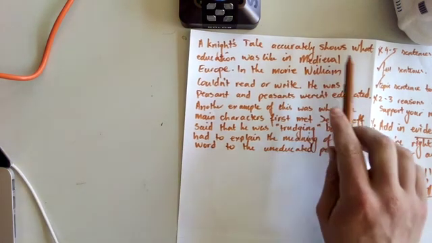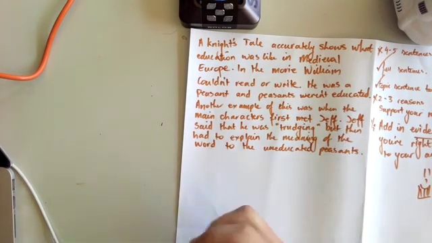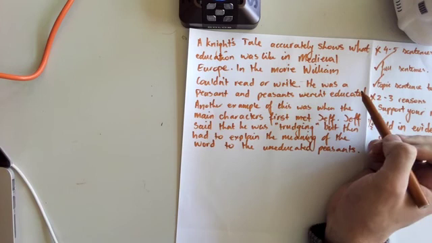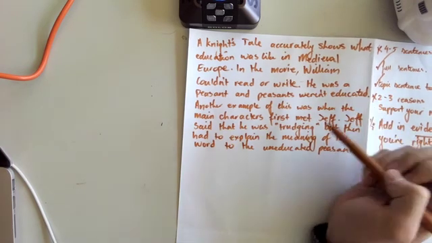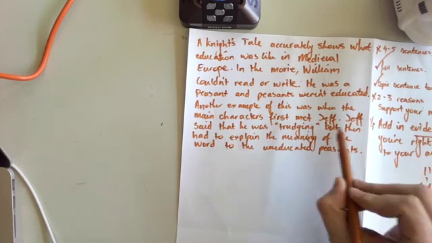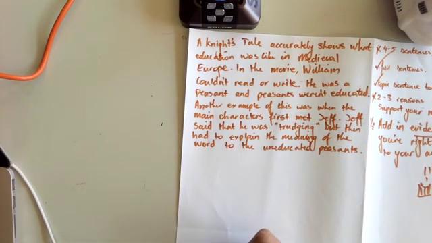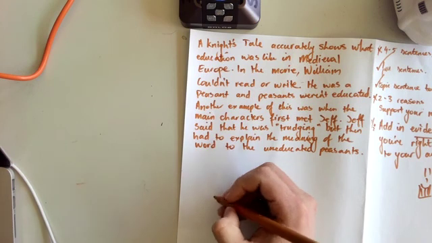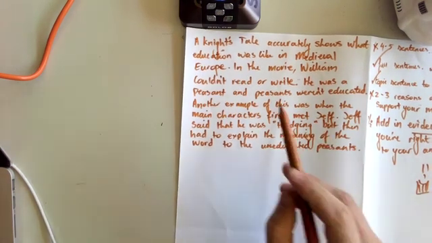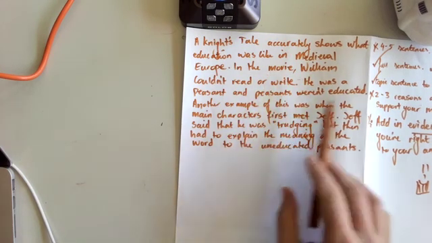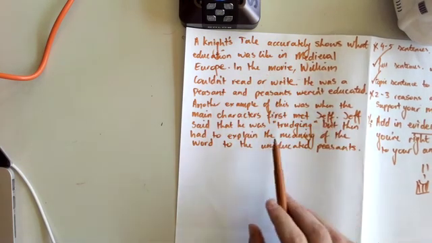A Knight's Tale accurately shows what education was like in medieval Europe. In the movie, William couldn't read or write. He was a peasant and peasants weren't educated. Another example of this was when the main characters first met Jeff. Jeff said that he was trudging, but then had to explain the meaning of the word to the uneducated peasants. Now let's count how many sentences I've written. 1, 2, 3, 4.